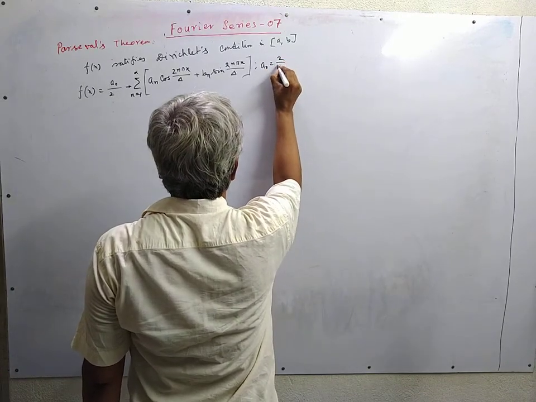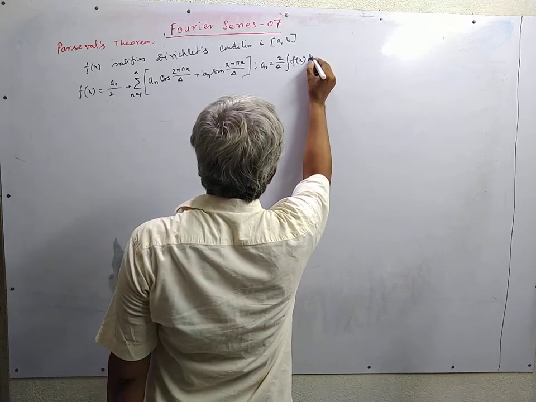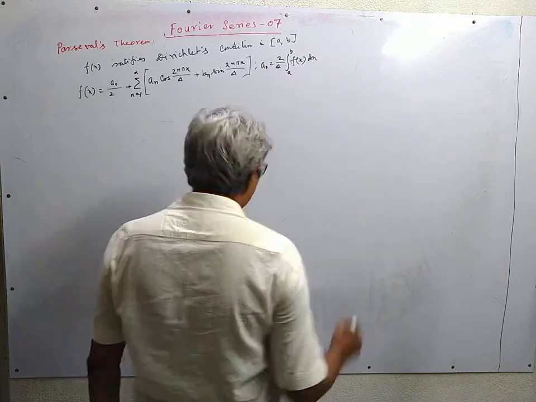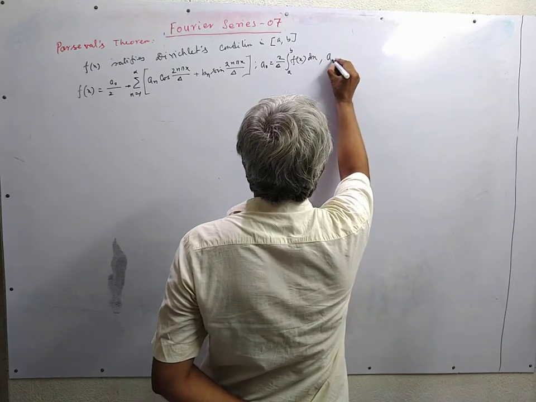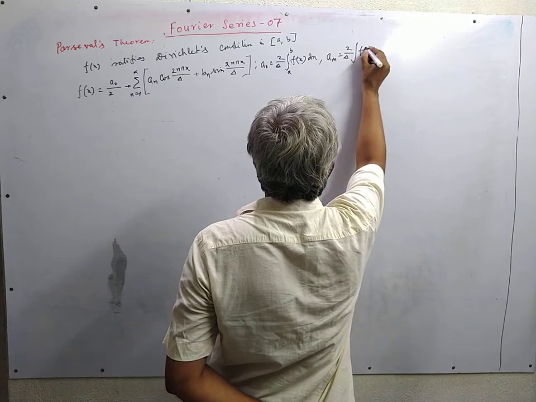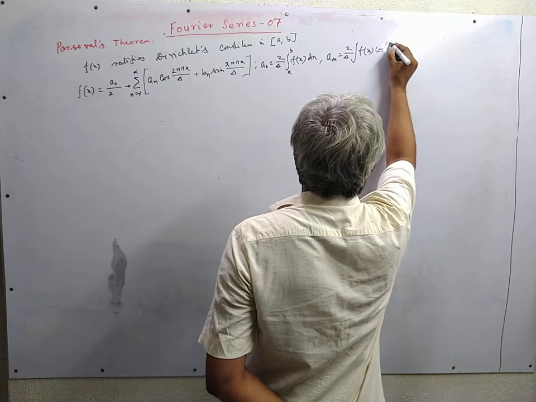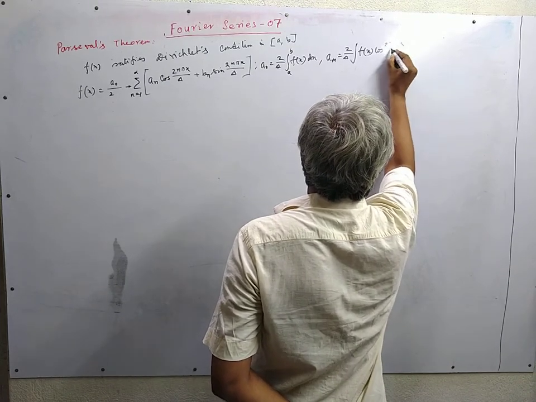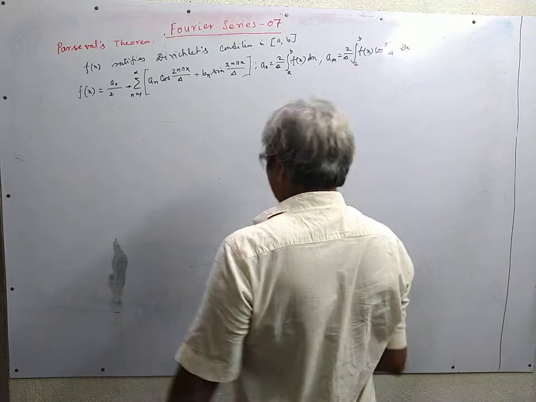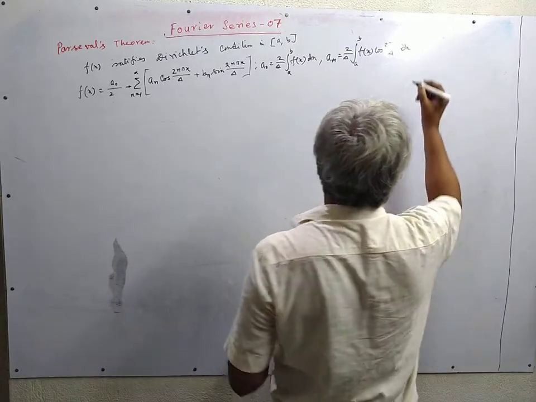a0 is equal to 2 upon delta times the integral of f(x) dx from a to b. am is equal to 2 by delta times the integral of f(x) cos(2m pi x by delta) dx from a to b, and finally a similar expression for the sine coefficient bm.